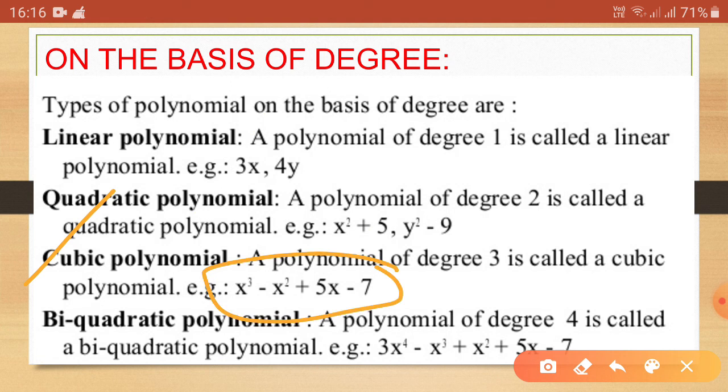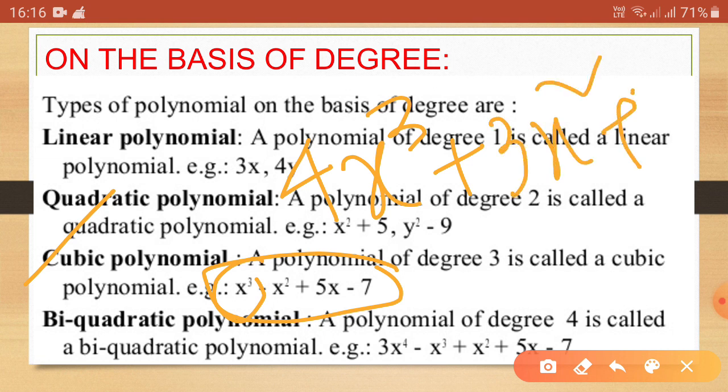So here the highest exponent or the power of the variable is 3, that means it has the degree 3. So this polynomial is known as the cubic polynomial. Okay, so if I write another one, you can say 4x cube, 3x square plus 2x plus 1. So it is also an example of cubic polynomial.